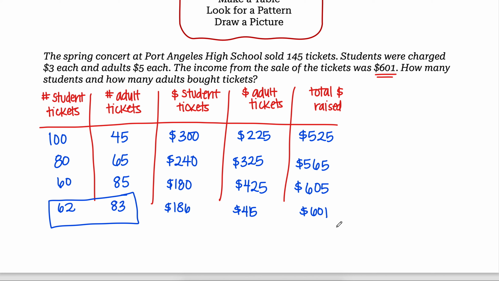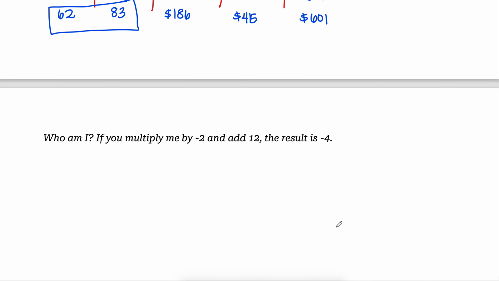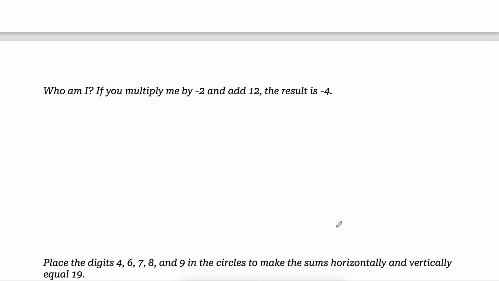I'm going to do one more example in this video, then I'll do a second video to finish up these notes. On the second page, it says, who am I? If you multiply me by -2 and then add 12, the result is -4. Once again, you've got multiple ways that you could approach this.